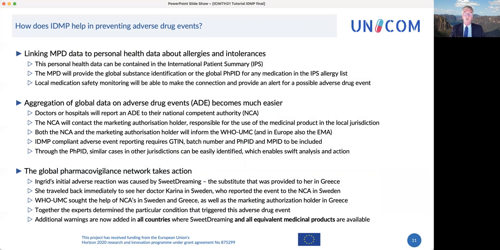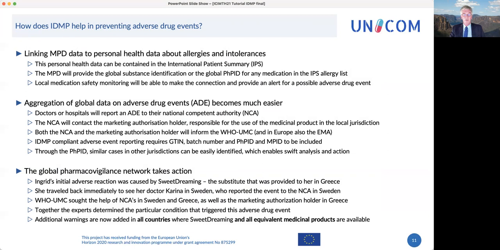and both will also inform upwards to the global authority and in Europe also to EMA. And once we have IDMP compliant reporting in place, it will include not only the GTIN and the batch number as usual, but also the PHP ID and the MPID. And by having that PHP ID in place, it's easy to find similar cases of adverse drug events with the same pharmaceutical product, because PHP ID again is the pharmaceutical product identifier. So if there is a similar pharmaceutical product out there that has the same adverse events, we can group them together and actually find out what's happening.